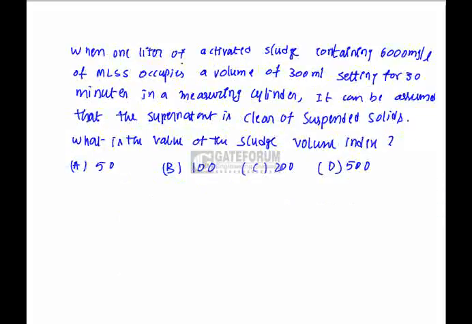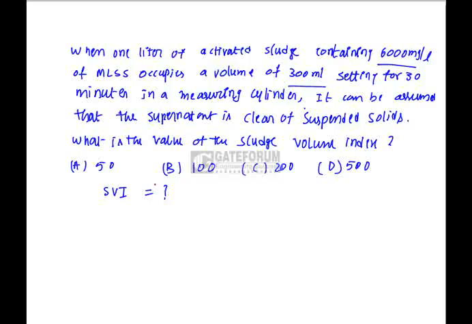Question: when 1 liter of activated sludge containing 6000 milligrams per liter of MLSS occupies a volume of 300 ml, settling for 30 minutes in a measuring cylinder, it can be assumed that the supernatant is clear of suspended solids. What is the sludge volume index? Sludge volume index we have to find out.